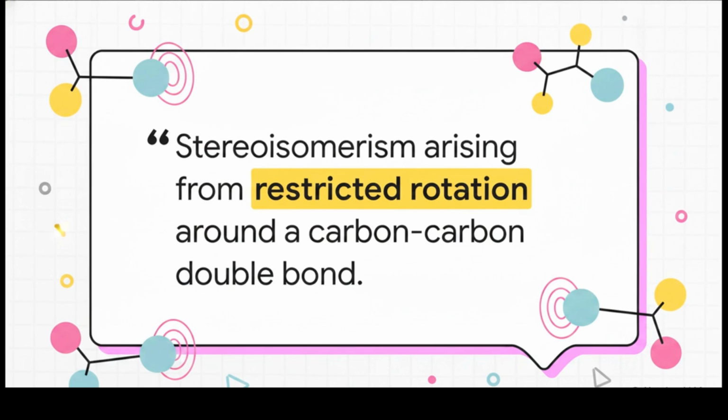And hey, if you ever need a perfect textbook definition for a test, don't overthink it. Just remember this. EZ isomerism is a type of stereoisomerism that arises because of restricted rotation around a carbon-carbon double bond, resulting in different spatial arrangements of groups attached to the double-bonded carbons. Memorize that exact phrasing, and you are golden.